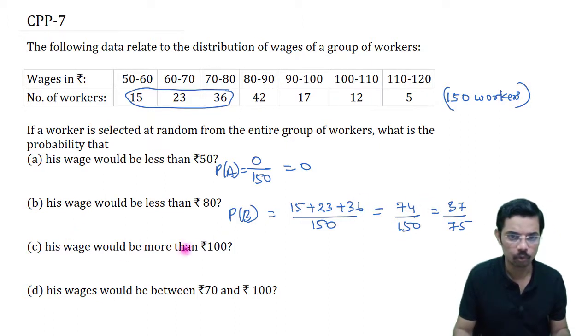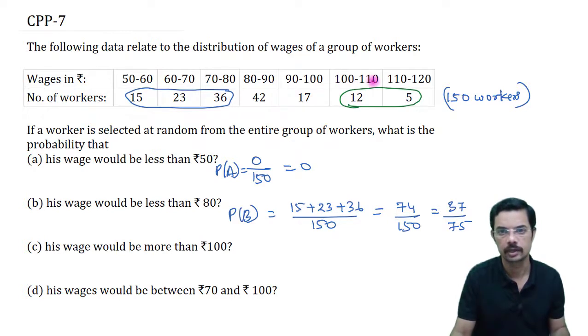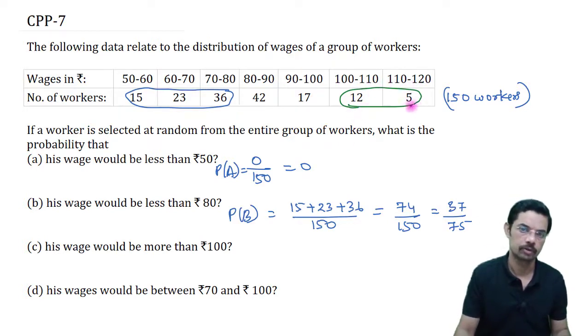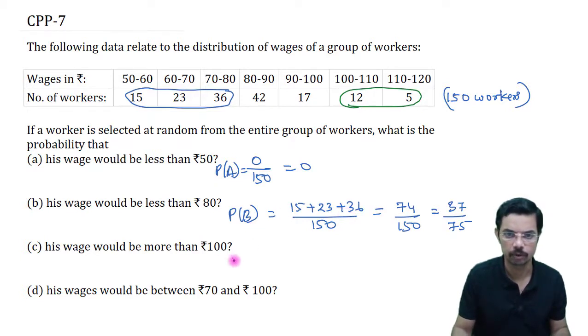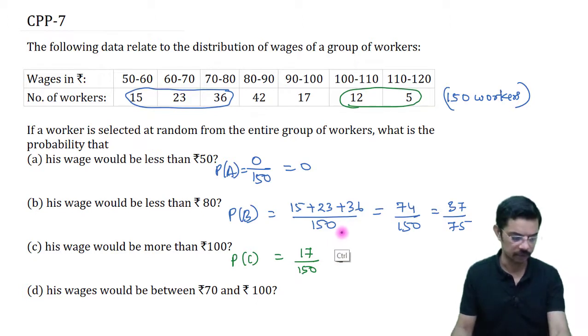Now his wage would be more than 100. That is 100 or more, which is 100 to 110 and 110 to 120. So it is 12 plus 5, which is 17. So we have probability of the event C as 17 divided by 150. We are not further dividing.